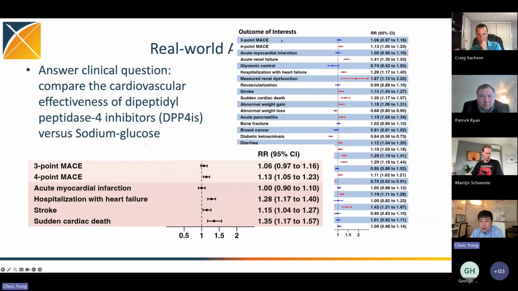This is the list of outcomes of interest. We applied this multi-site NCO calibration. Those are the NCO-calibrated relative risks, and here I just highlight a few outcomes of interest. Those are the final estimates.